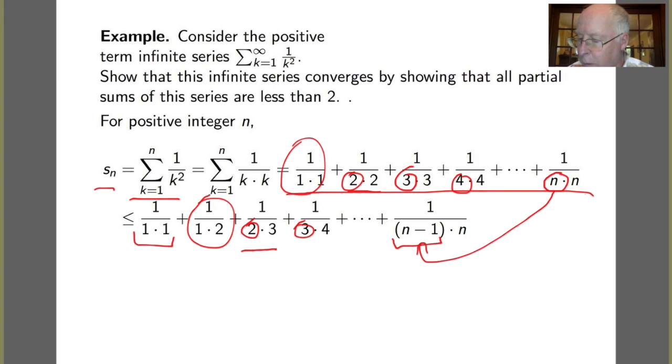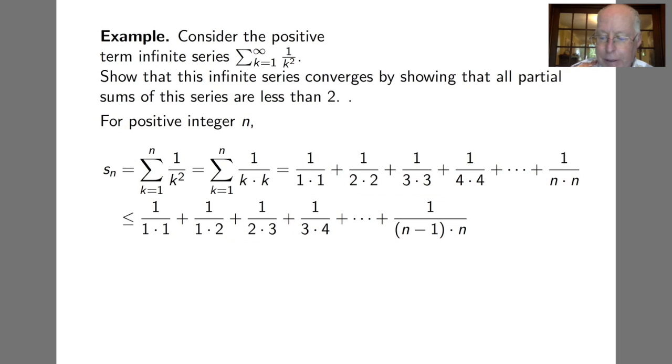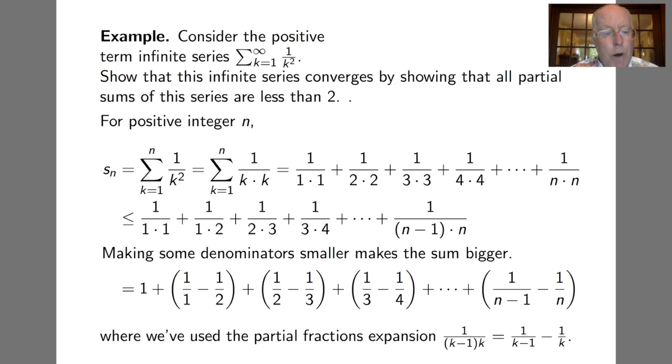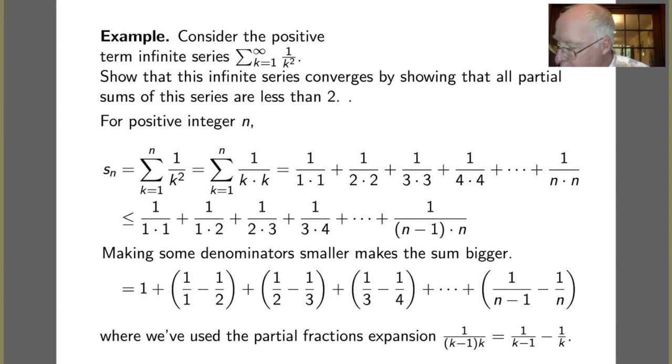Now, why do this? Well, because having done this, we can now work with partial fractions again. And it turns out that we can now write this as 1 plus, now again, here's partial fractions coming into play. We're going to use the expansion that 1 over k minus 1 times k can be written as 1 over k minus 1 minus 1 over k. So in other words, 1 over 2 times 1 is the same as 1 minus 1/2. 1 over 3 times 2 is 1/2 minus 1/3. 1 over 4 times 3 is 1/3 minus 1/4, etc.